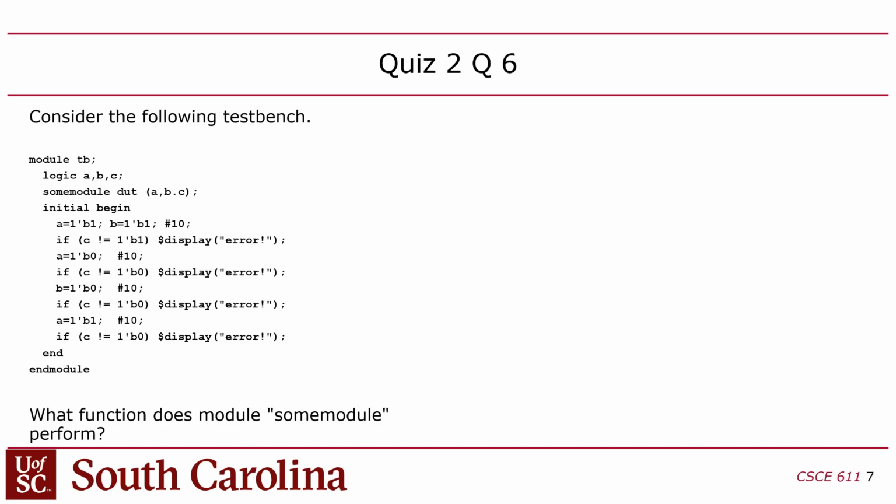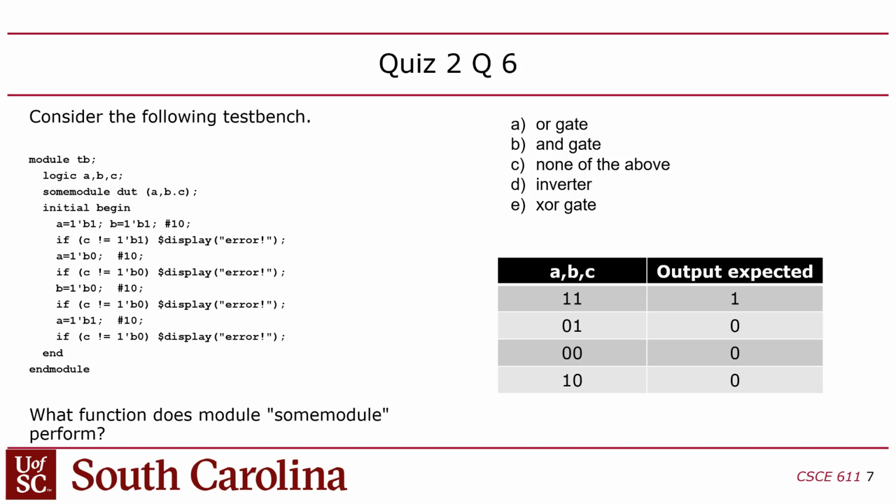Okay. Number 6, consider the following test bench. What function does some module perform? So for this, we have a self-checking test bench, and you have to infer what the DUT is doing based on what we're expecting, what we're putting in, and what we're expecting out. So I think the easiest way to solve this is to just build a truth table. And so the first row of the truth table is going to be A and B are 1, 1. Okay, then we have a delay, and then we check the corresponding output should be a 1.